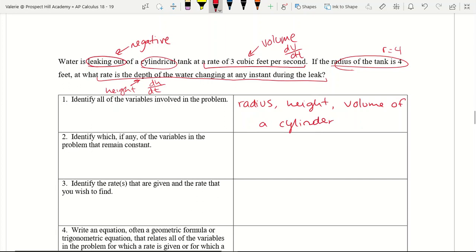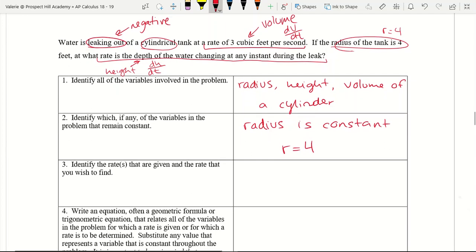Okay, so when thinking about a cylinder, the variables that will remain constant, right? The radius of a cylinder stays the same no matter where you are in the cylinder. So my radius is my constant, and we're given what that is. So r is equal to 4. So my constant radius is 4.